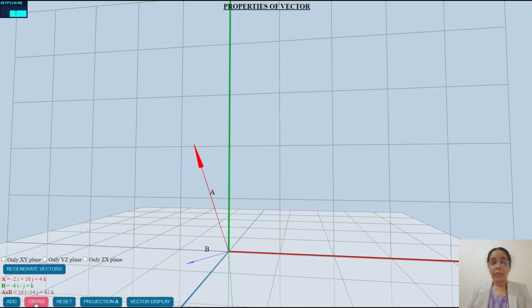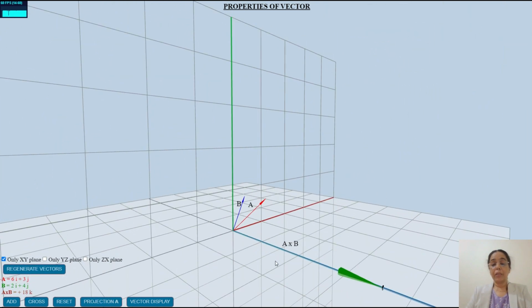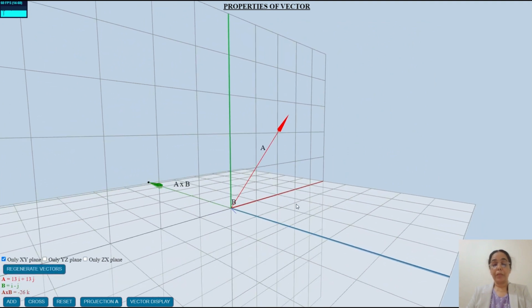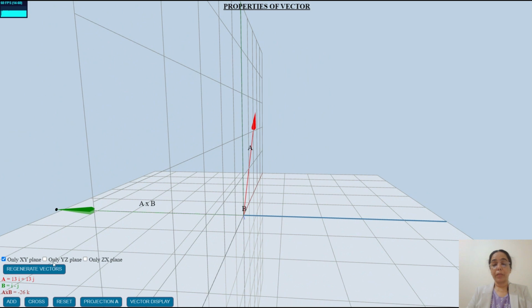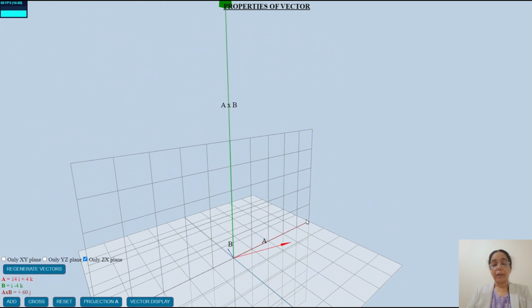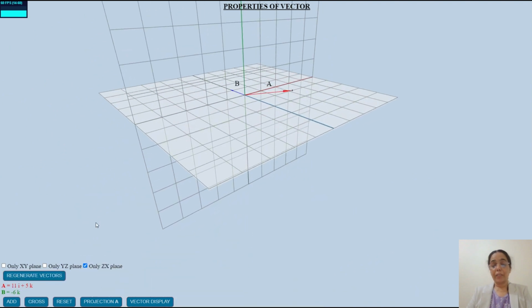To visualize and understand more about the cross product, check out this interactive generation of vectors A and B and the 3D visualization of their cross product. When vectors A and B lie on the xy plane, the cross product is directed along the z-axis. When A and B lie in the xz plane, the cross product is directed along the y direction.